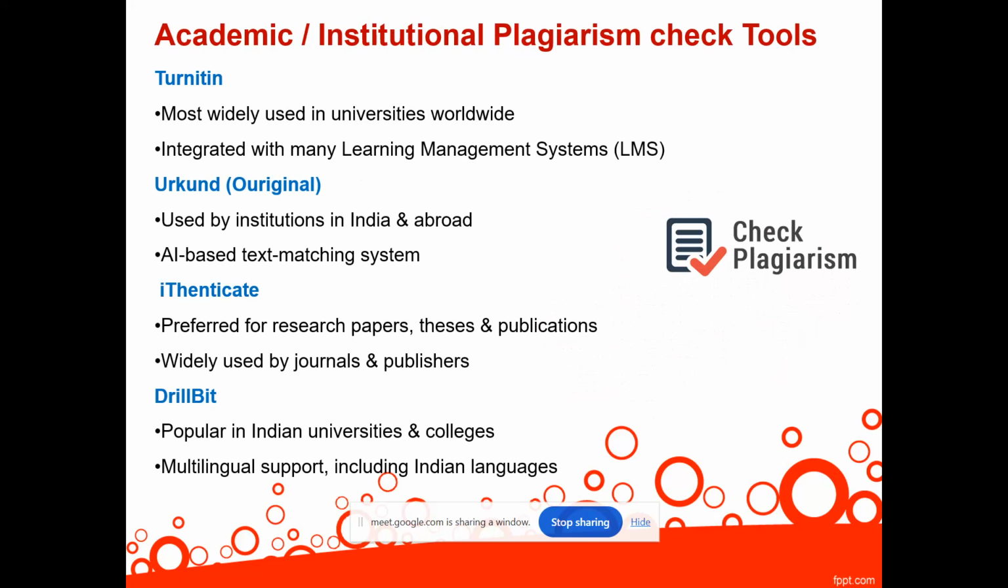There are multiple tools available for checking plagiarism. One of the most widely used tools is Turnitin, which is used widely in universities across the globe. Then we have Urkund. Urkund is also a very nice tool, but compared to Urkund, Turnitin and iThenticate play a better role. iThenticate is the one widely used by journals and publishers. And one more tool is Drillbit. It is popular among Indian universities and colleges and has multilingual support, but it does not give us a 100% guarantee for plagiarism either. So I recommend these two tools: Turnitin and iThenticate.